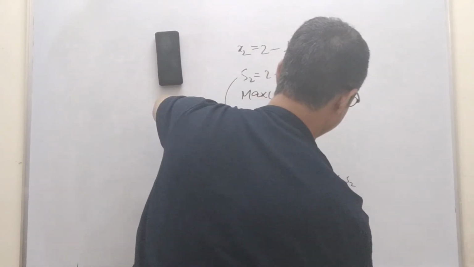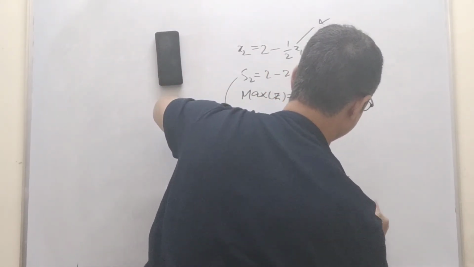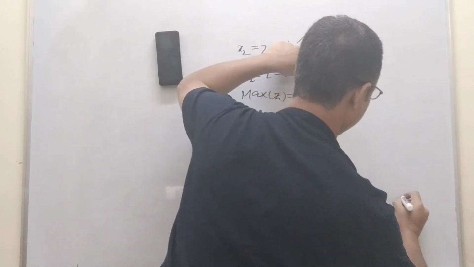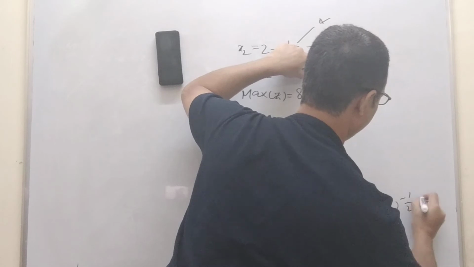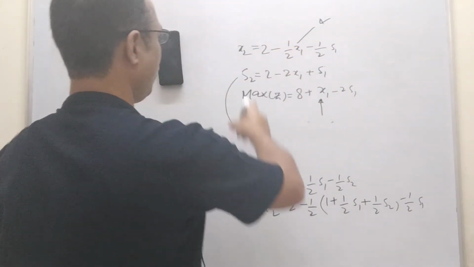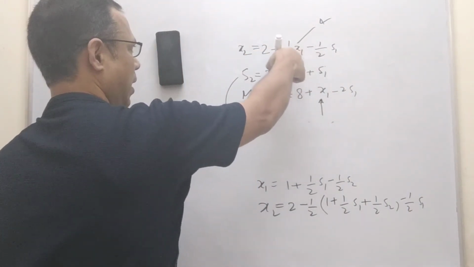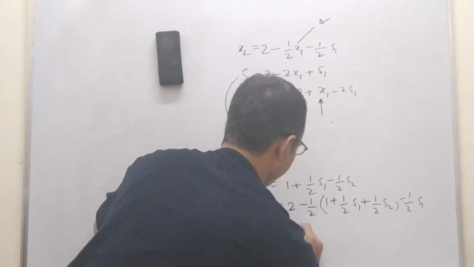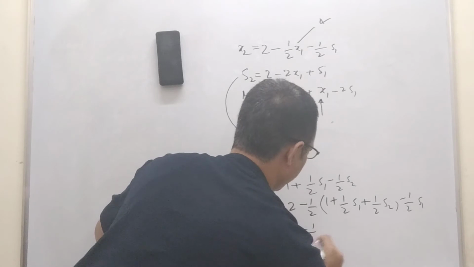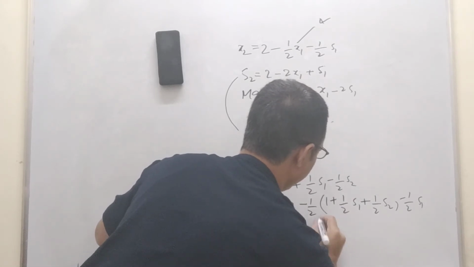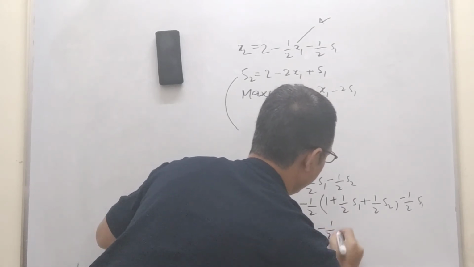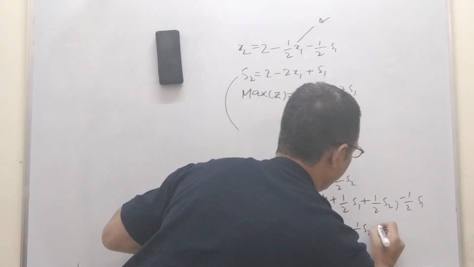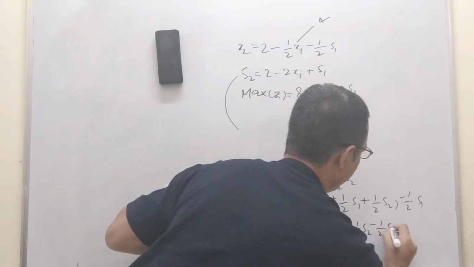So the x1 value is 1 plus 1 by 2 s1 minus 1 by 2 s2. Now we are going to replace this x1 with this value. So now 2 minus 1 by 2 into 1, minus 1 by 2 s1, plus 1 by 2 s2, minus 1 by 2 s1.